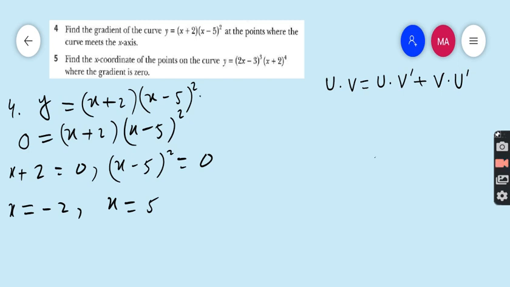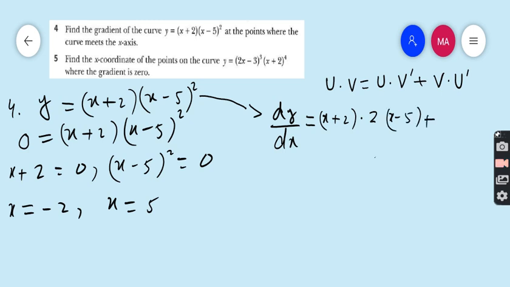Now find the derivative of this function by using the formula u into v. Here u is x plus 2 and v is (x minus 5) whole square. So u times derivative of v, that is 2 into (x minus 5), plus v times derivative of u, that is the derivative of x plus 2, which is 1. Now substitute both the values of x one by one.